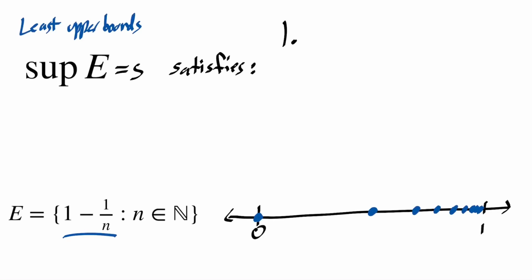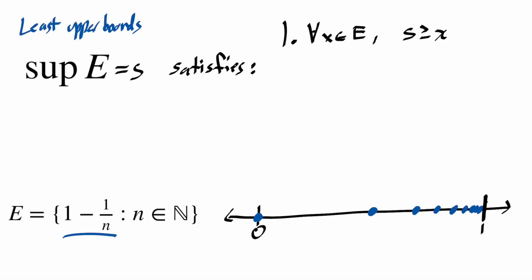Well, that means for all elements in E, and let's just use an X, for every X in the set E, S has to be greater than or equal to that X value. So in other words, you pick any number in our set, any of these blue dots, and our upper bound, which we're thinking is probably going to be the number 1, is bigger than every single blue dot.